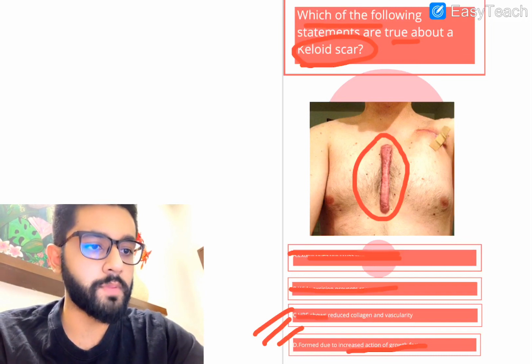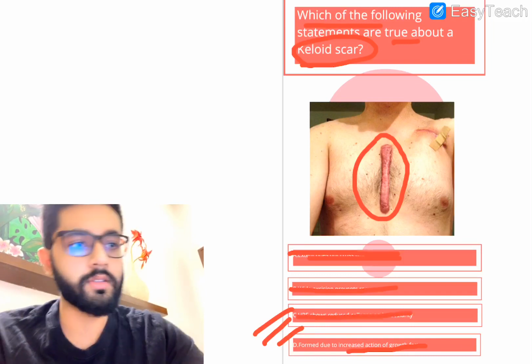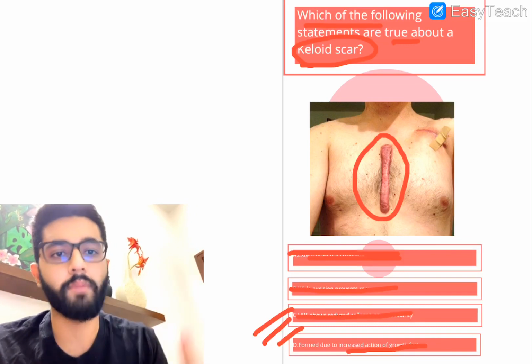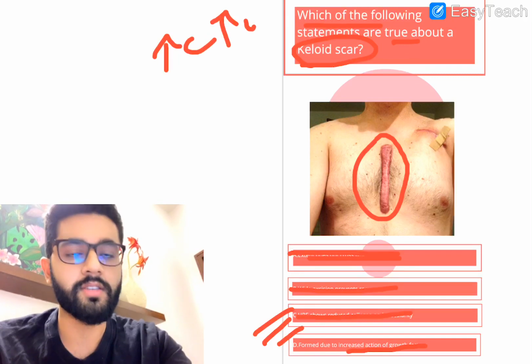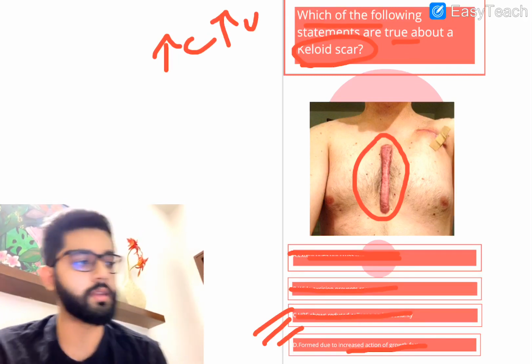So lastly, histopathology shows reduced collagen and vascularity. That's wrong. It's a larger or a hypertrophic scar. So there is increased collagen and increased vascularity. So you can see it's reddish also due to the increased vascularity.